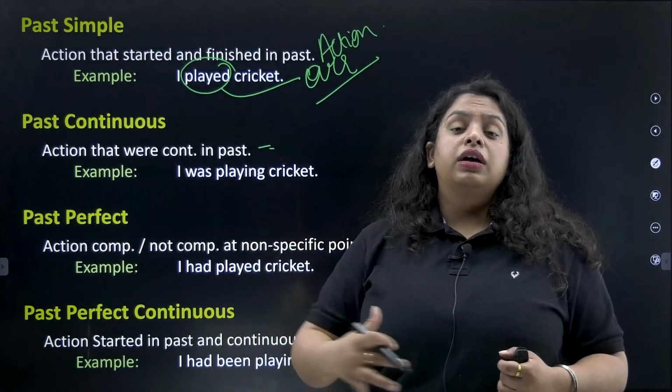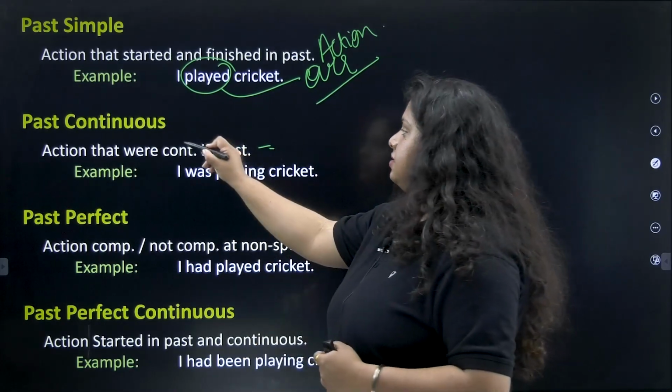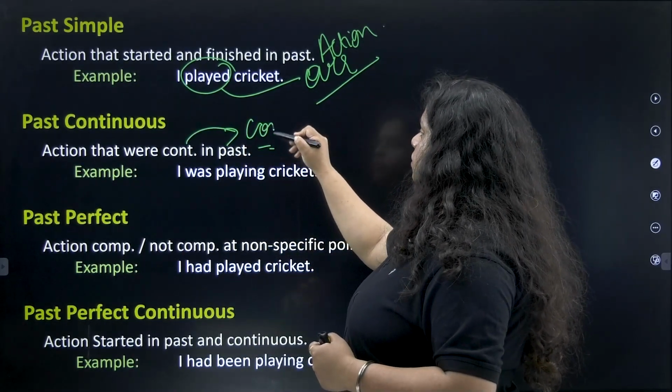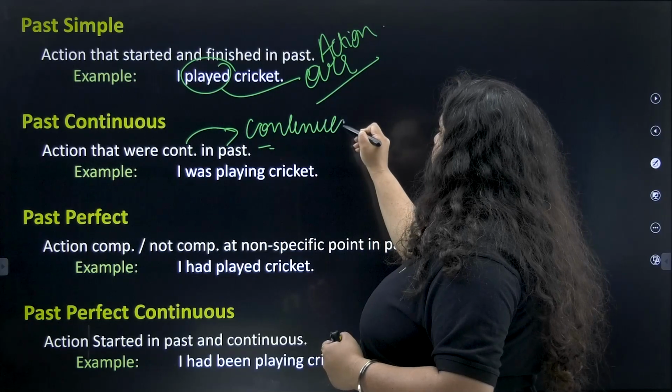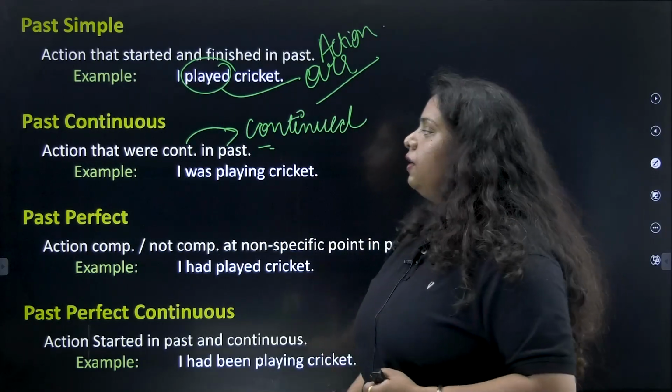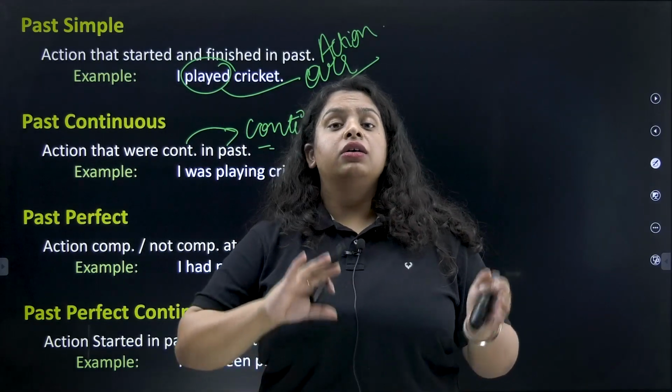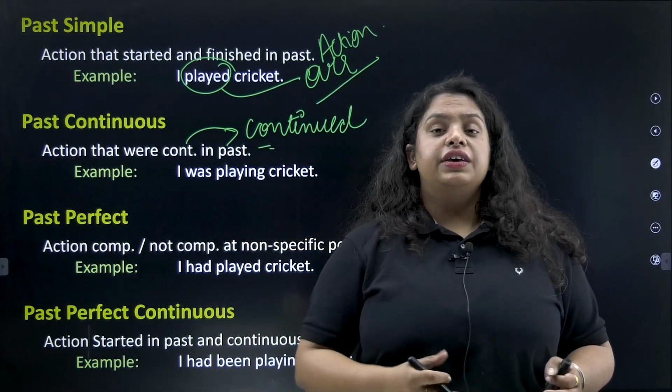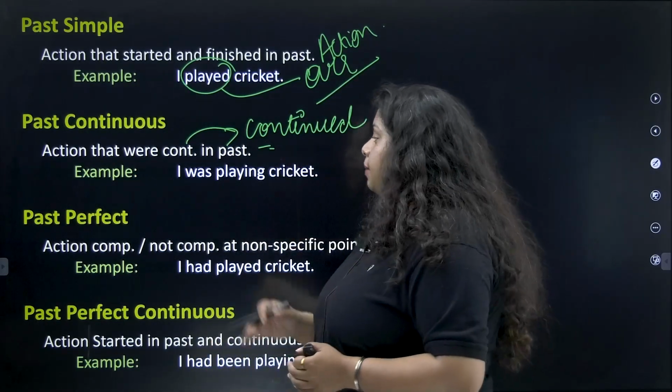Then when we talk about your past continuous tense, then it speaks about the actions that were in continuing mode or that were continued in the past. This is continued. All right. So the actions that were continued in the past. So let's see the example here.